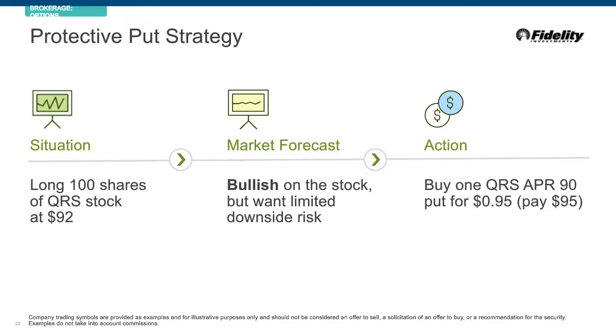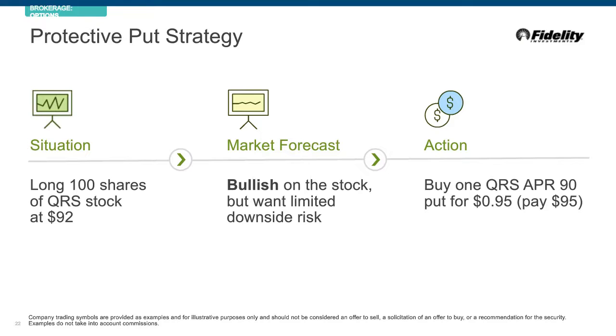And so we'll look at purchasing one put per 100 shares that we own. Now, whenever we're looking at an option trade, not only do we have to think about what is the downside protection that we want, but also how long do we need that protection for?